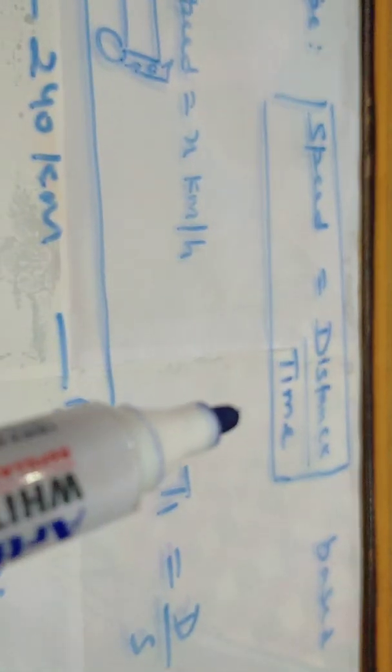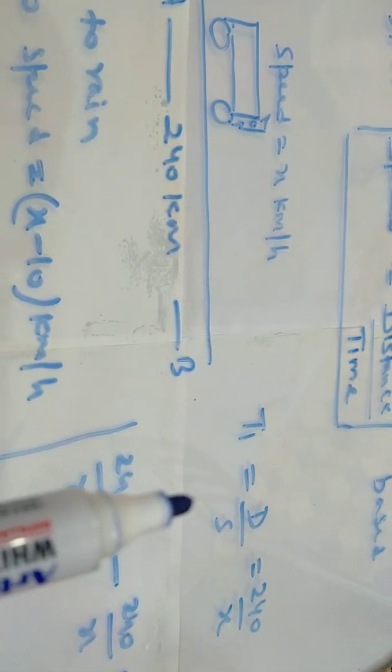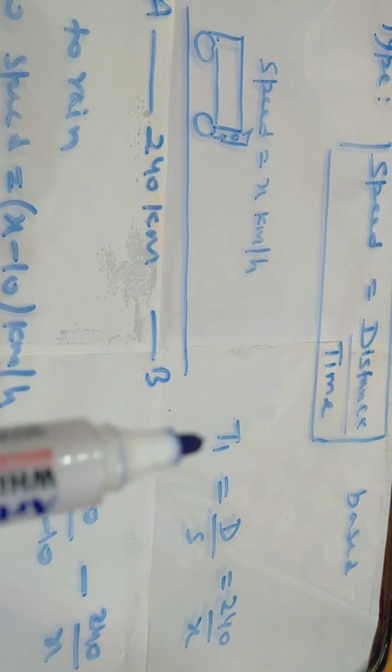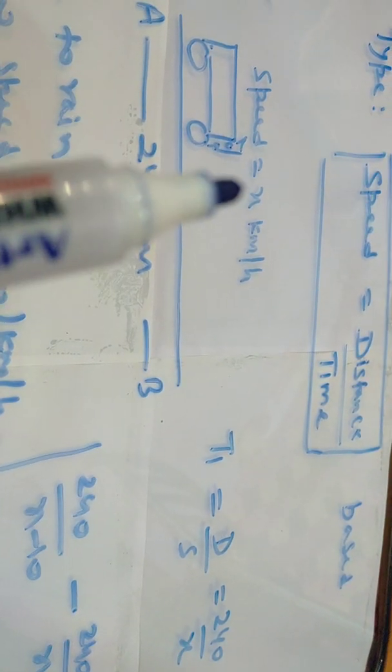Okay, so what will the time be? Speed is equal to distance upon time, so time is equal to distance upon speed. So 240 upon x is the value of time t1, when it has to cover this distance at the speed x kilometer per hour.